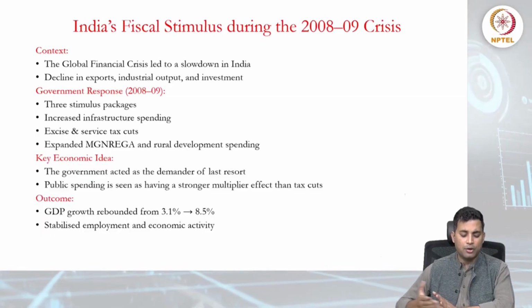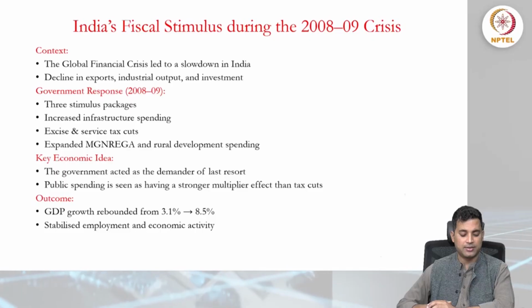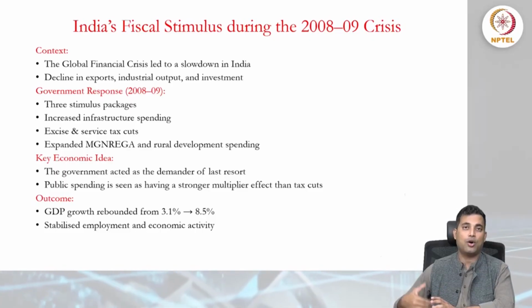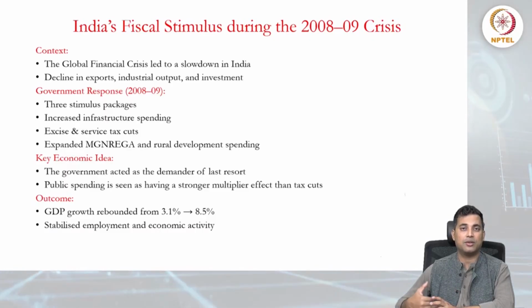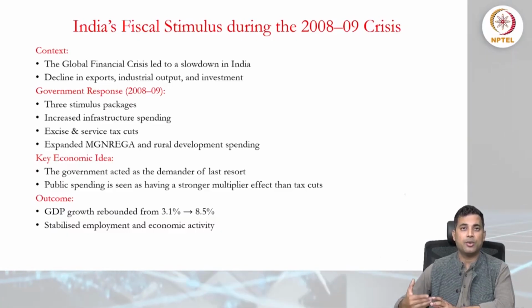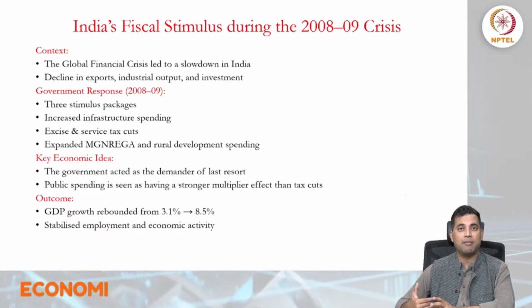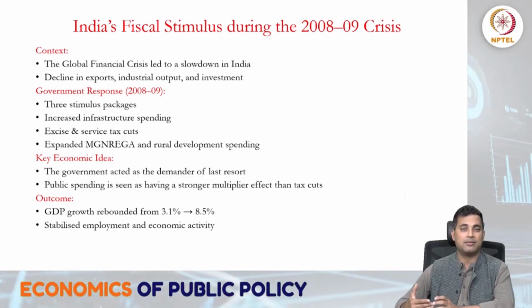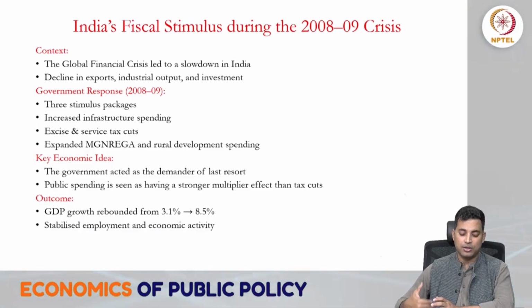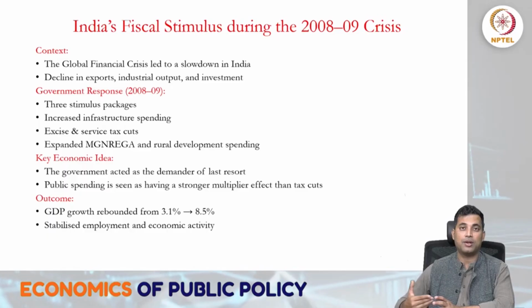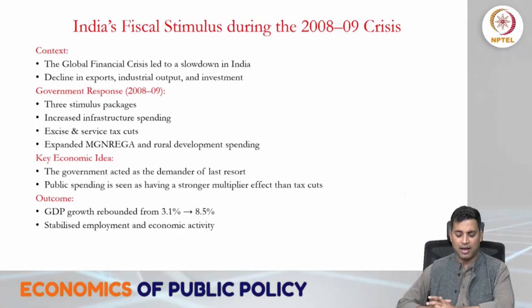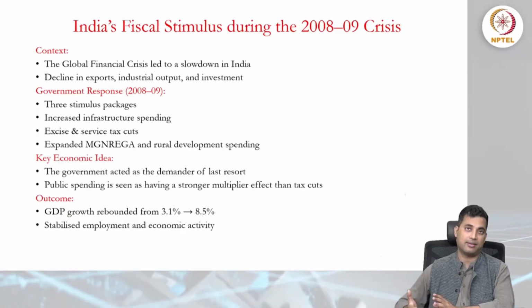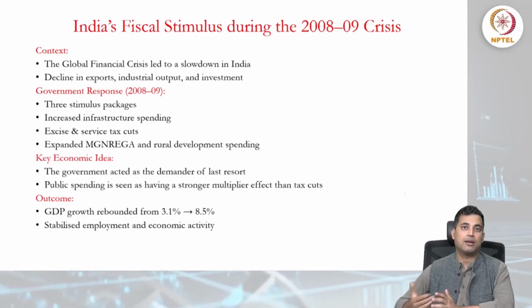The key economic idea one can draw from this discussion is that the government acted as the demander of last resort. It is not the individuals, citizens, or the public who were creating the demand. Here the government was coming in and creating effective demand, so that it can impact overall output and also employment. So public spending is seen as having a stronger multiplier effect than the tax cut. This is quite clear.